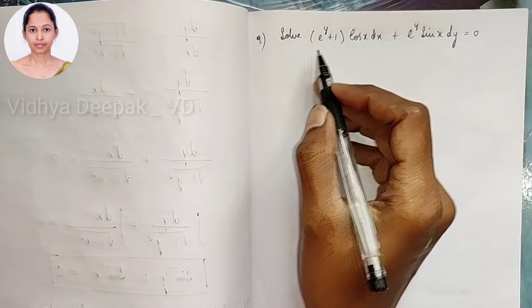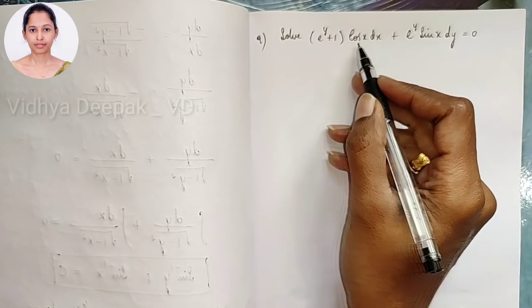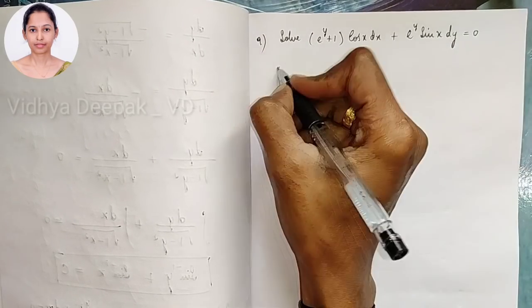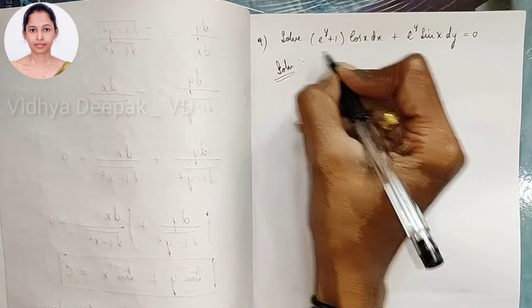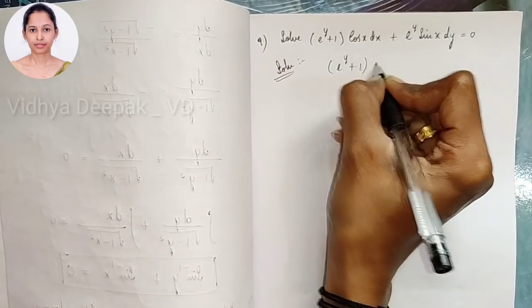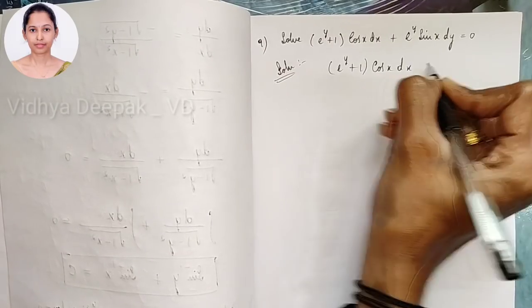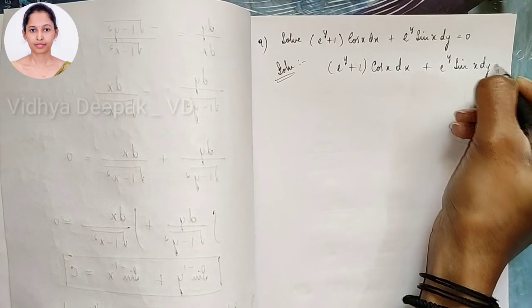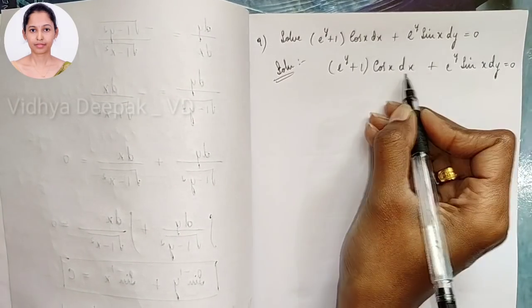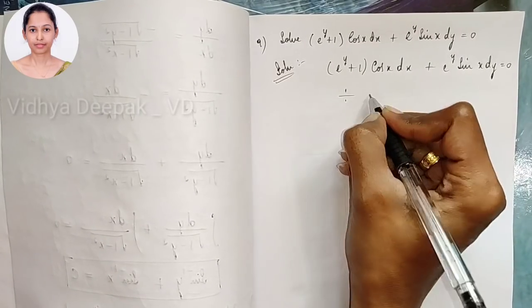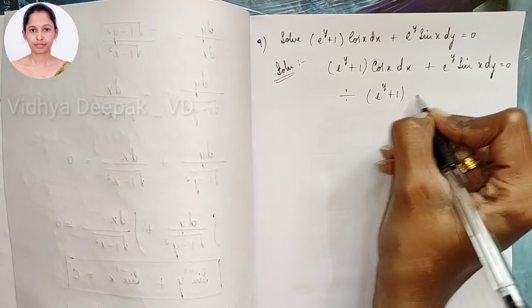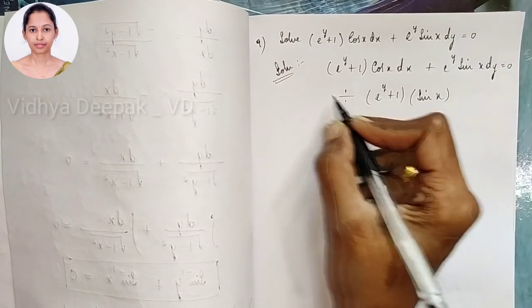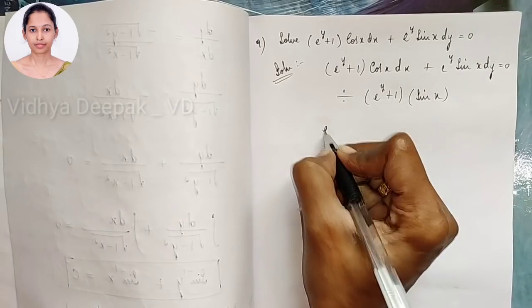Our next question is, solve e power y plus 1 into cos x dx plus e power y sin x dy is equal to 0. What is the solution? e power y plus 1 cos x dx plus e power y into sin x dy is equal to 0. Here in this term, this is the y term, so we don't want that term there, so e power y plus 1. In this term we don't want the sin x term, that is sin x. We have to divide this entire equation using these two terms.